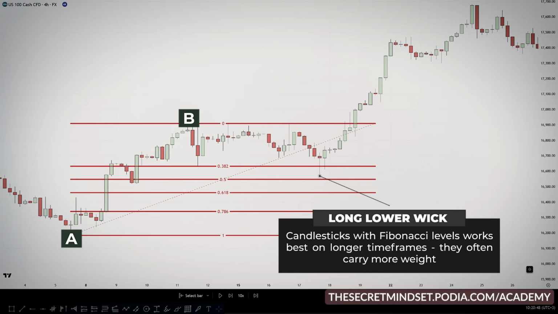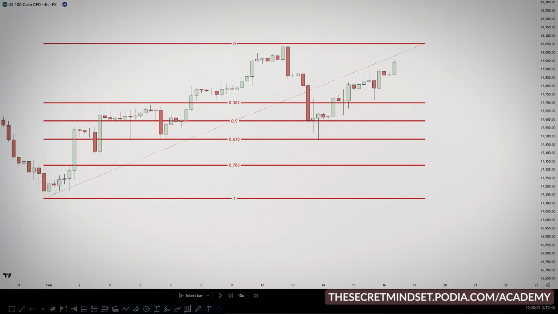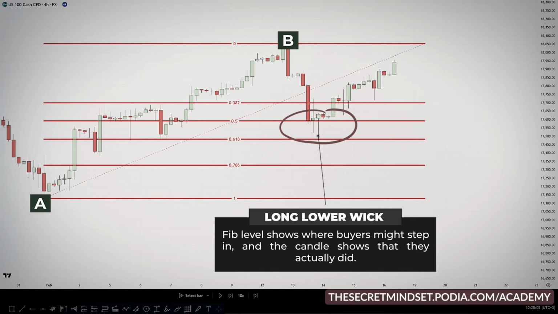This is because bigger moves tend to respect fib levels more, and candlestick patterns on longer timeframes often carry more weight. Let's say price is in an uptrend and pulls back to the 50% fib level. This level acts as a potential support. If you see a candle with a long wick forming right at this level, it's a decent sign that the pullback might be over. The fib level shows where buyers might step in, and the candle shows that they actually did.